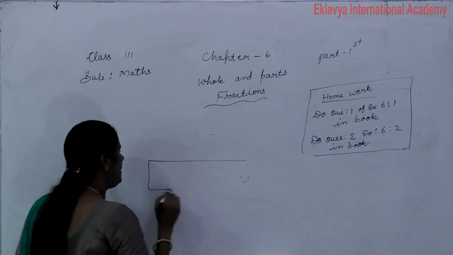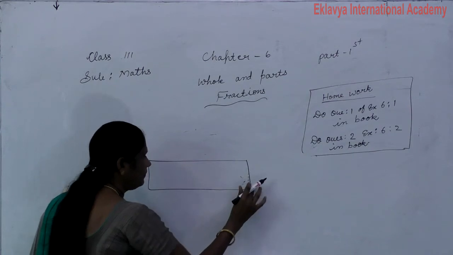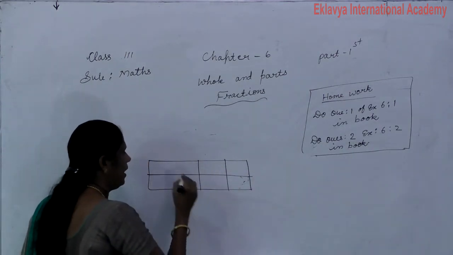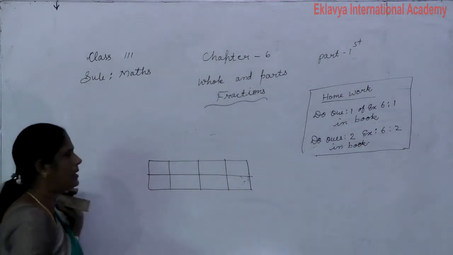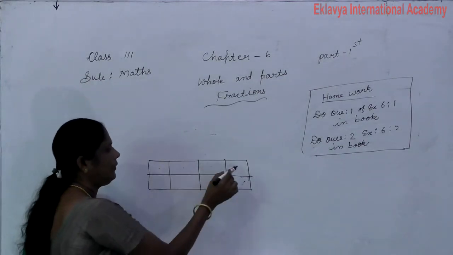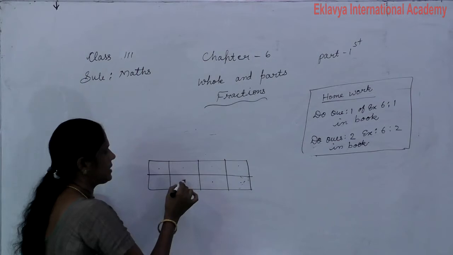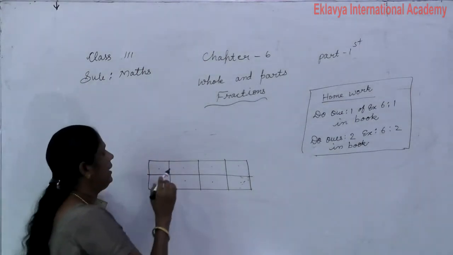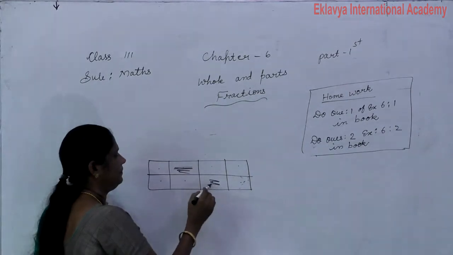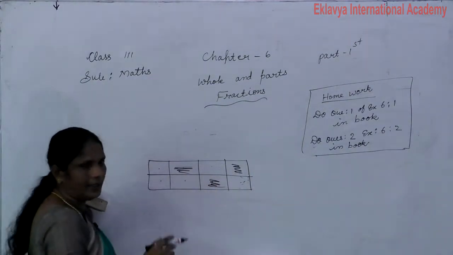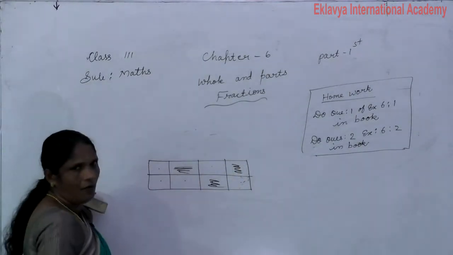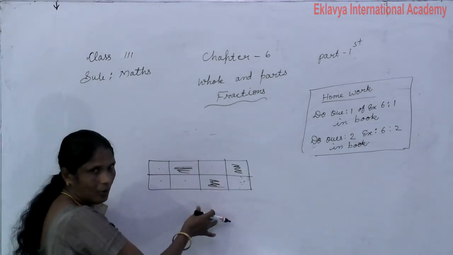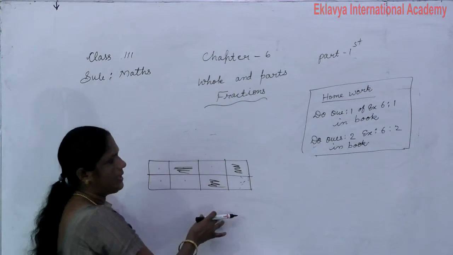This is which shape? This is a rectangle shape. I divided it into 8 parts. How many parts? 8 parts. 1, 2, 3, 4, 5, 6, 7, 8 parts. Then I shaded 3 parts. I colored 3 parts. What is the fraction of the colored or shaded part?